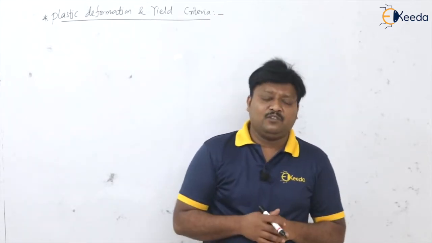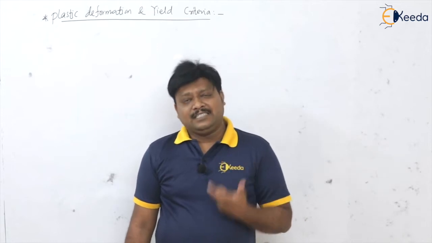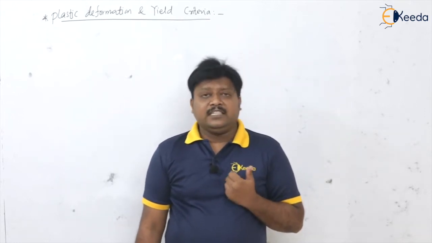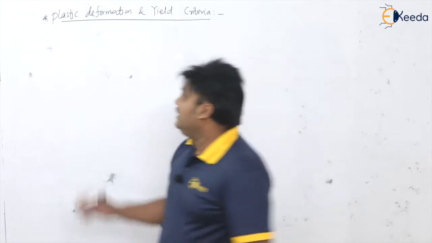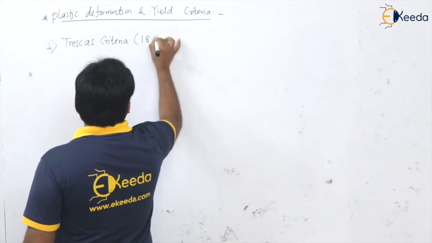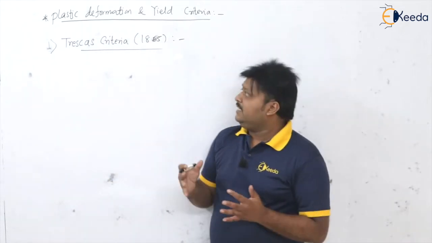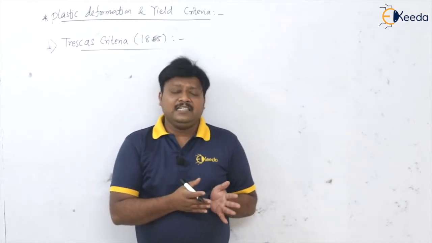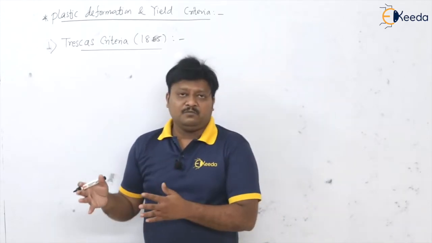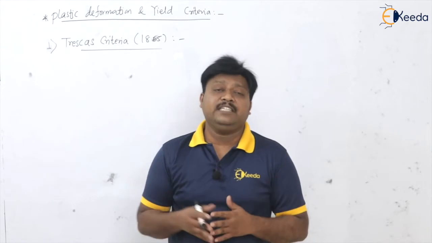There are many criteria for that, but our discussion will be limited to two: Tresca's criteria, and second, the von Mises distortion energy theory. Let us see the first criteria, Tresca's criteria, which was proposed in 1865. This criteria says that the material is going to yield when the maximum shear stress reaches a critical value, and that value is the yield shear strength of the material.